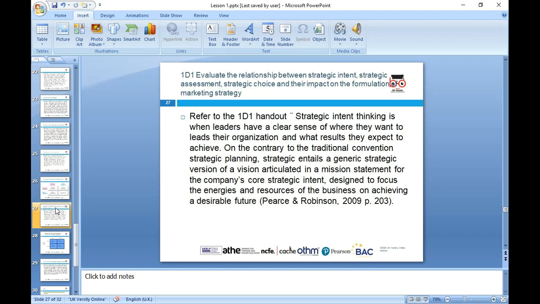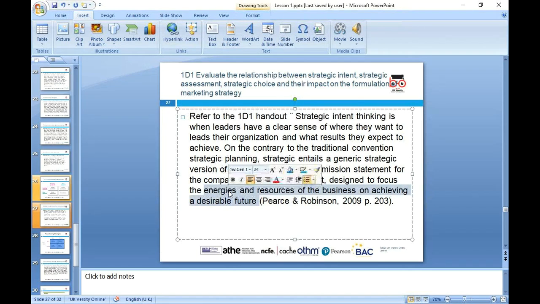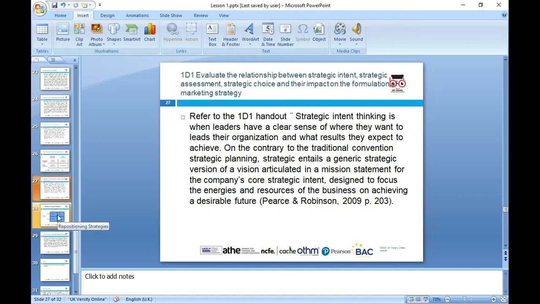So strategic intent thinking is when the leaders have a clear sense of where they want to lead their organization, like we see with Nokia. We can look at strategic planning and the generic strategies. We'll discuss Porter's generic strategies. We can look at the vision and missions, and we can achieve our desirable objective. As a business, what do we want to achieve?